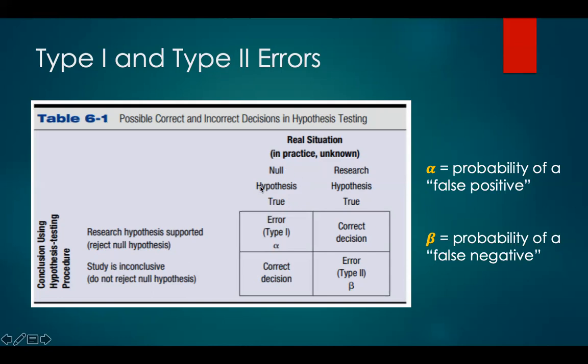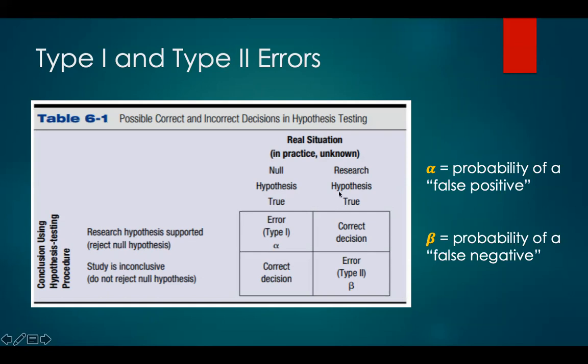Now let's say our null hypothesis is true, there is no effect at the population level, and our study is inconclusive, and we do not reject the null hypothesis. That's a correct decision. There is no effect, and our results are inconclusive. That's what we want to happen when there is no effect at the population level.